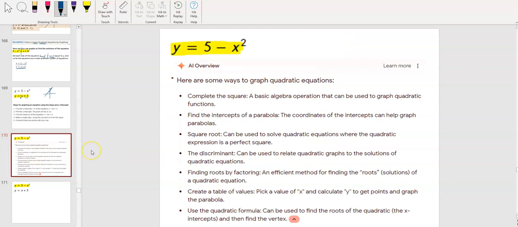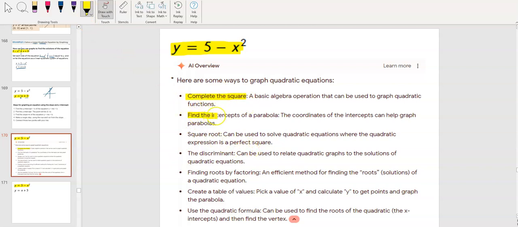Now we also need reminding how to graph a quadratic equation. So here is the AI overview of some ways to graph quadratic equations. And you might notice that there's a lot of them, and there were probably even more. We have learned a lot of ways to do this. You can use any of the ways that we have learned in this topic and the last topic to graph these quadratic equations. So one of the ways to do it would be to complete the square.